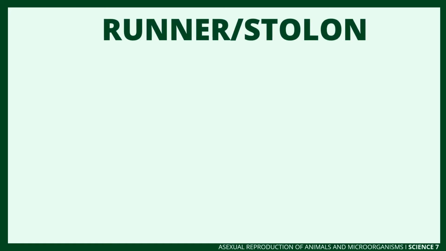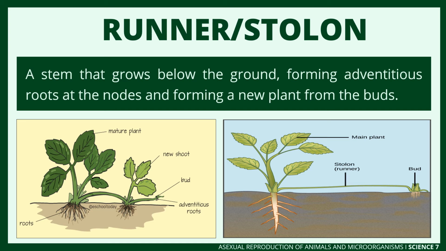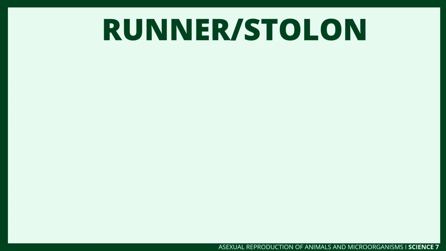Another type of natural vegetative propagation in plants is runner or stolon. A runner develops roots from buds located at nodes or their tips. New plants arise at nodes where the shoots develop. The shoot is the production center for a plant that gives rise to stems, leaves, and flowers. The best example of a plant that reproduces through runner is strawberry.